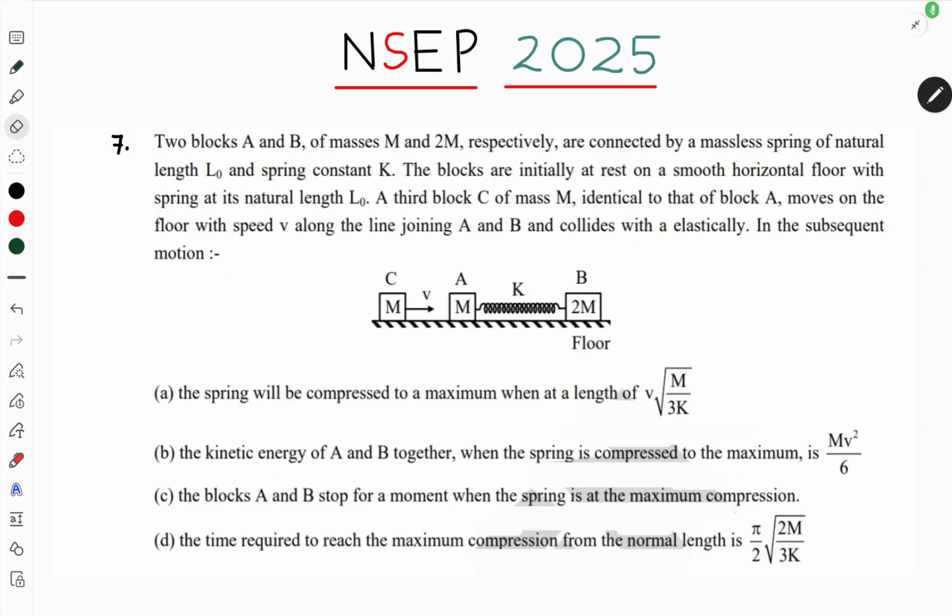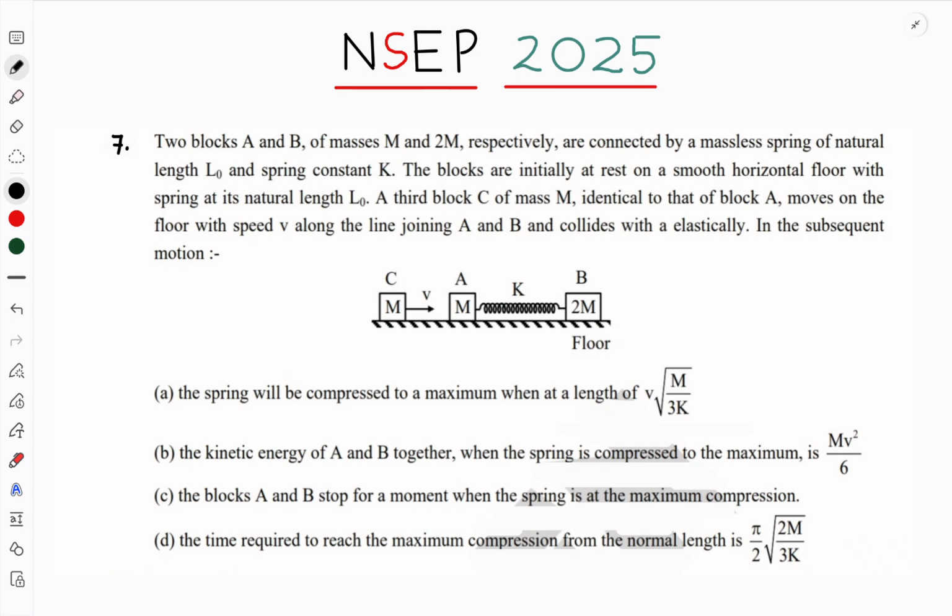So we are dealing with a very interesting problem in the NSEP 2025 segment, and this is the seventh problem which we are dealing with in this series. The problem states that two blocks A and B of masses m and 2m respectively are connected by a massless spring of natural length L0 and a spring constant K.